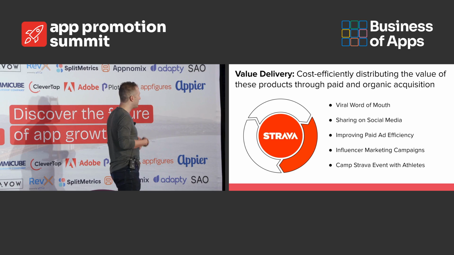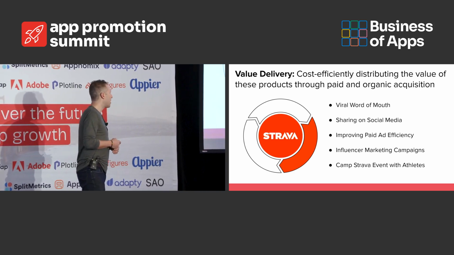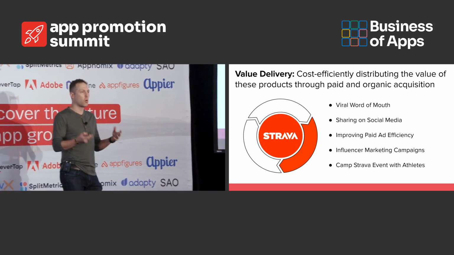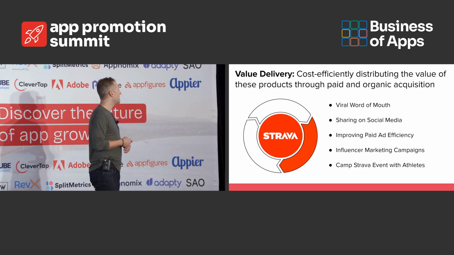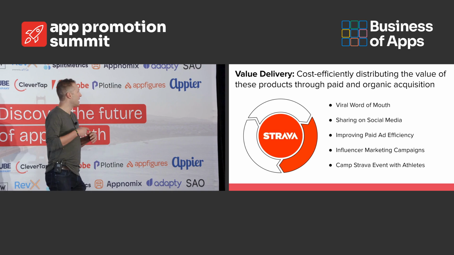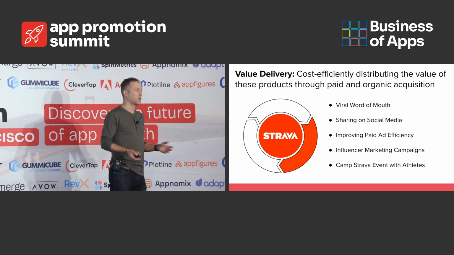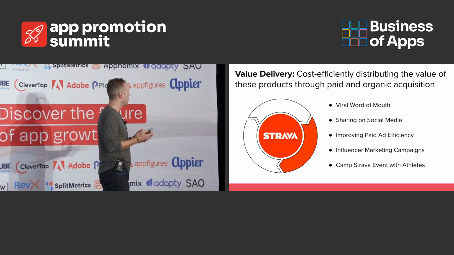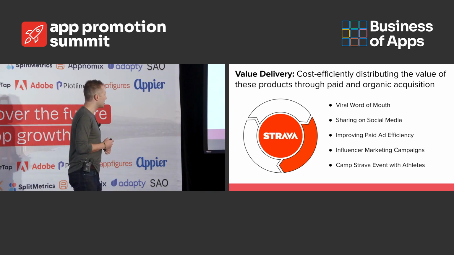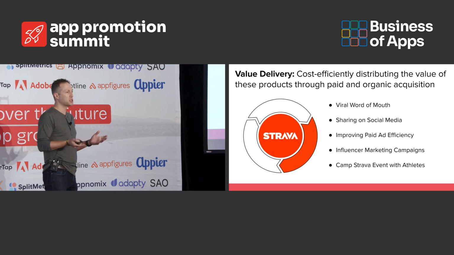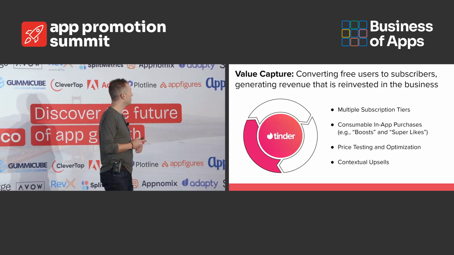So they get all these benefits from in-person word of mouth, from sharing on social media, people recording their workouts and posting that to Facebook, to Instagram, to TikTok. And then they have influencer marketing campaigns, and they have their annual Camp Strava event where they bring together people from around the world to meet with some of their most famous athletes. All of that keeps their organic acquisition percentage of total growth very high, which keeps their blended acquisition cost low.